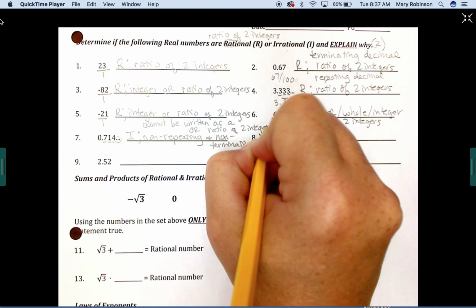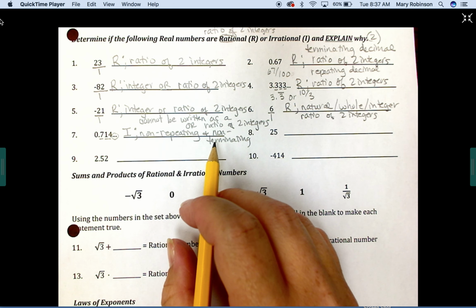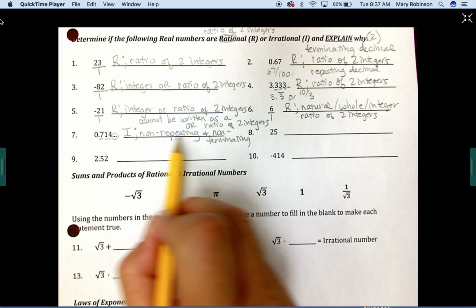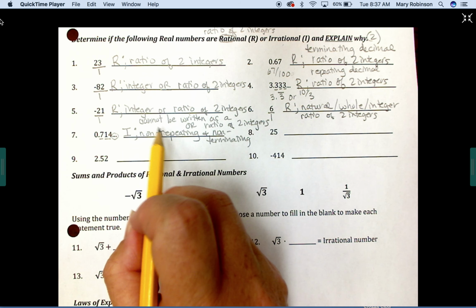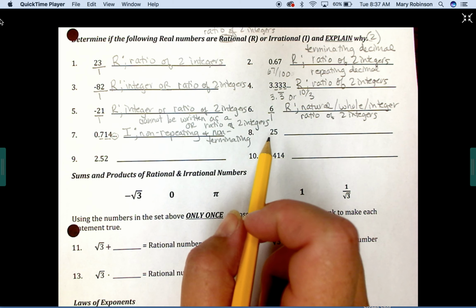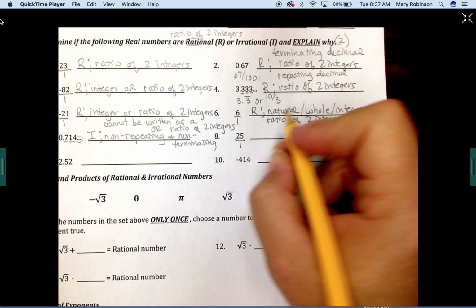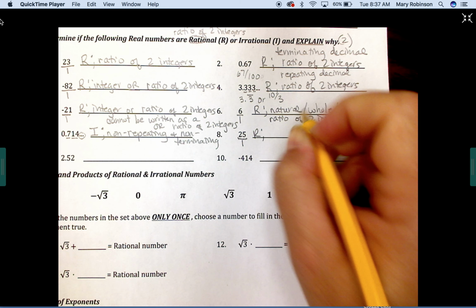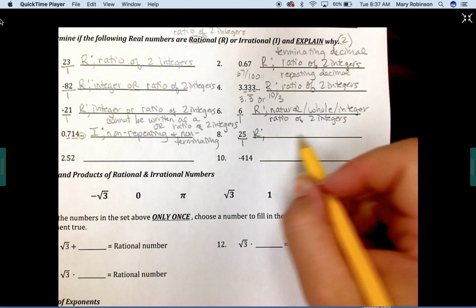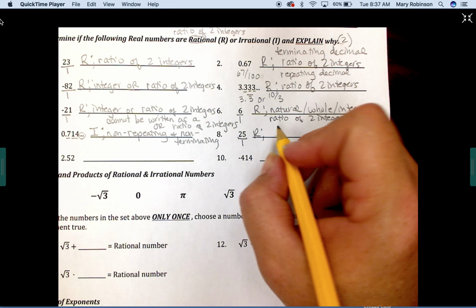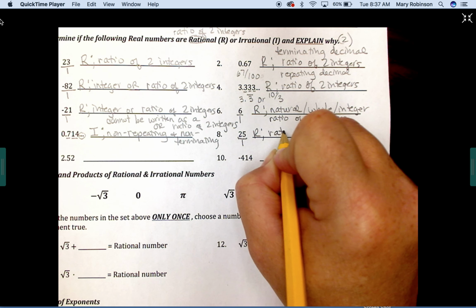I just want you to have both options. You do not have to write all of it, but you need to either write non-repeating and non-terminating, or you need to write cannot be written as a ratio of 2 integers. Number 8, again, this is a rational number because it is natural, it is a whole number, it is an integer or a ratio of 2 integers. So I'll just put up here natural.